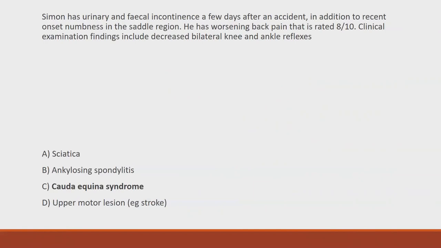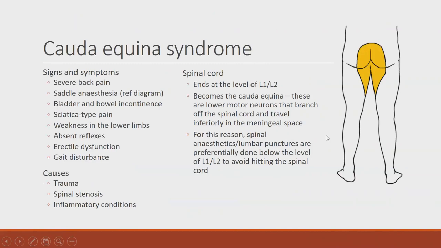Yeah, I guess it's kind of obvious considering we just brought up the cauda equina in the question before. Cauda equina syndrome is actually really important because it's a medical emergency. I guess it's just not very great to lose fecal and bladder continence. And back pain is obviously bad. But cauda equina syndrome is characterized by saddle anesthesia as well as all of these other features, like your bowel and bladder incontinence, and your sciatica type pain, things like that.